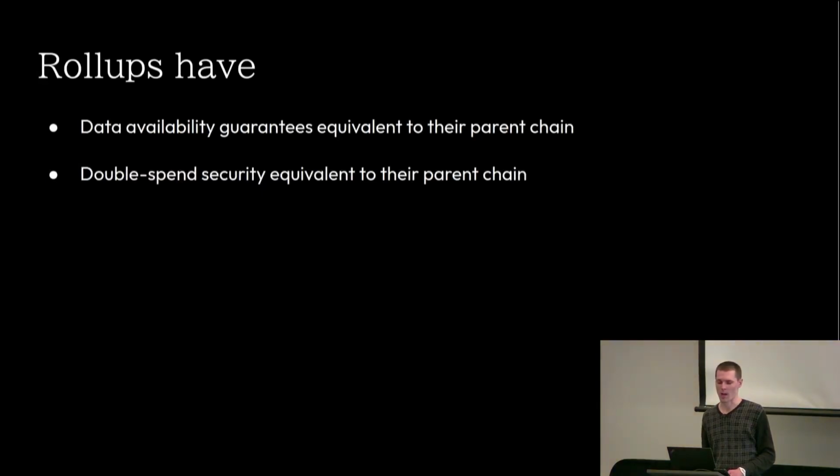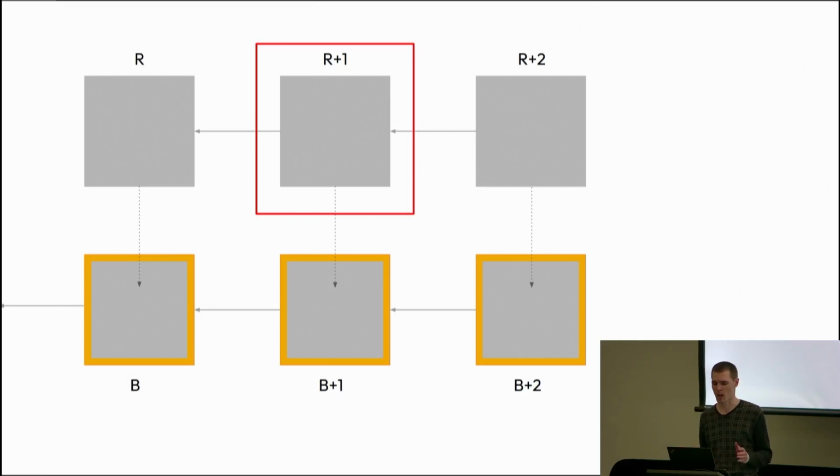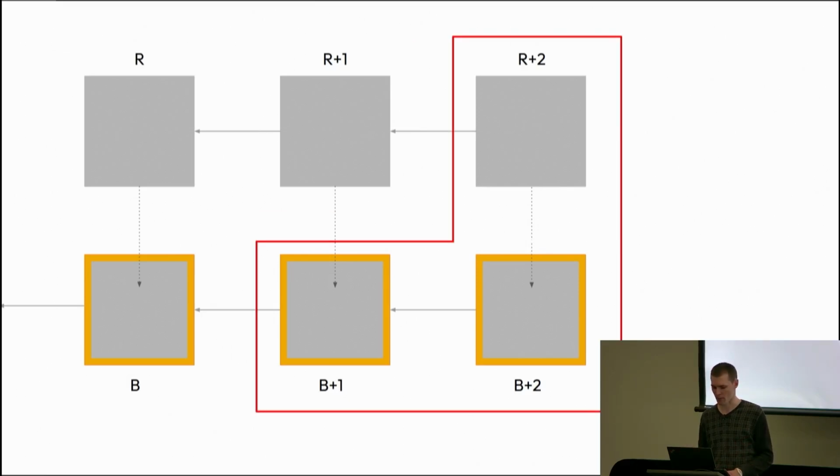Another quality that rollups have is that they have double spend security equivalent to their parent chain. This one is a little bit less intuitive, but if we add some labels to the diagram, then we can see that if we wanted to reorg rollup block 1 after it has been confirmed in Bitcoin block 1, then we would actually have to reorg rollup block 2 as well as Bitcoin block 1 and Bitcoin block 2.